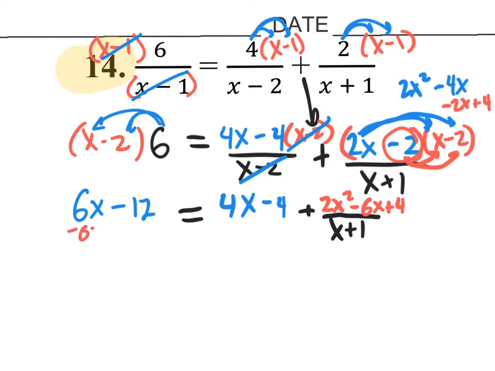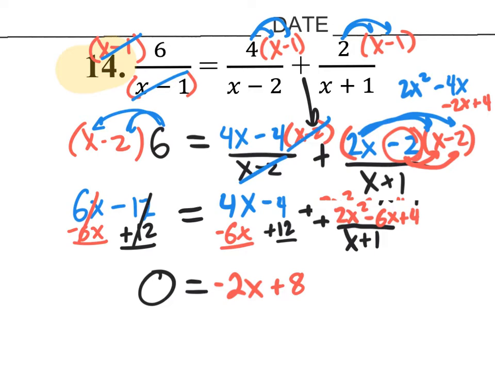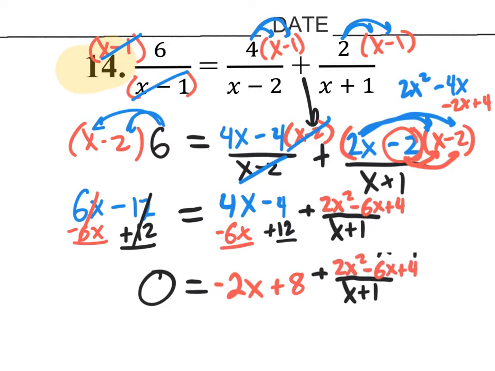So I'm going to subtract 6x, and I will also add 12, which will cancel, and add 12. Okay, so on the left side of this equation, I have 0. On the right side, I have negative 2x. What is negative 4 plus 12? That is 8. So let me put a positive 8. And we still have this fraction exactly the way it is right here. I'm just going to copy and paste, make it a little quicker than me jotting it all down.